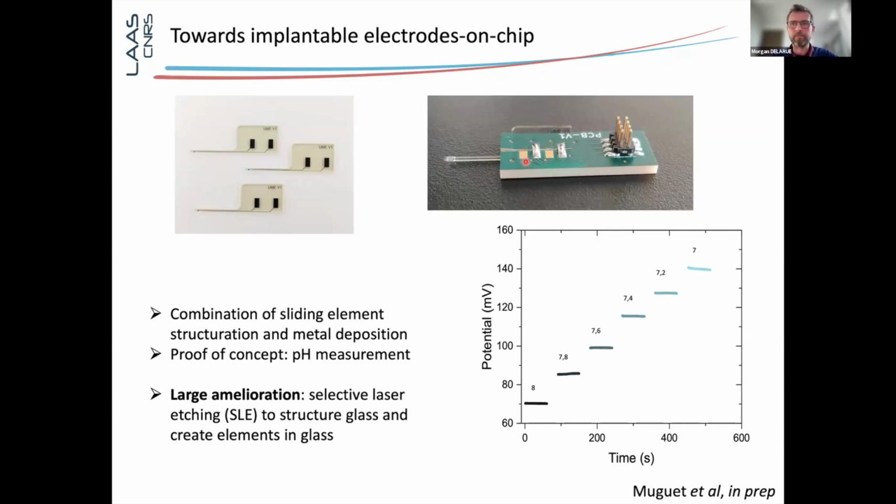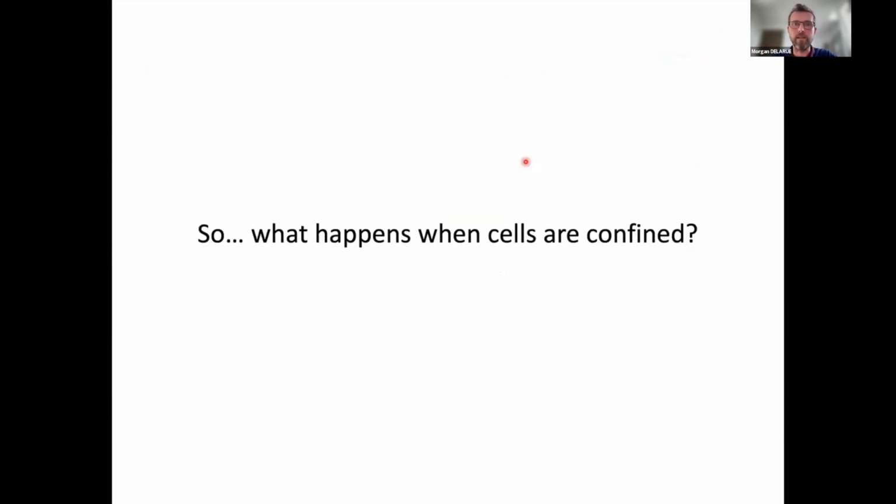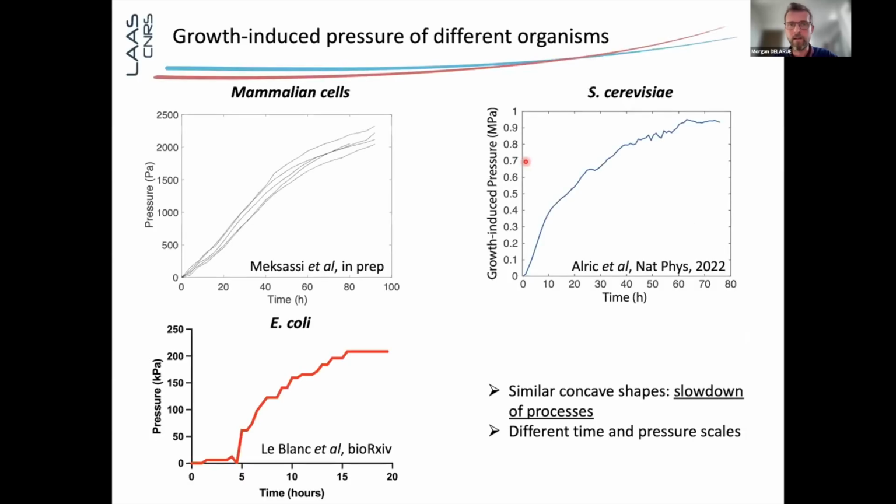All right, so with that tech introduction, what do we do with these devices? I'm sure you're dying to know what happens to the biology when cells are confined. The first thing I want to show you is the pressure that different organisms build as a function of time. Here I show you pressure curves for mammalian cells, for the fungus Saccharomyces cerevisiae, but also for the bacterium Escherichia coli.